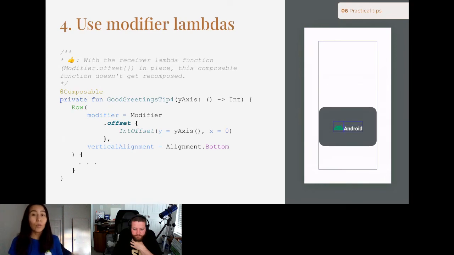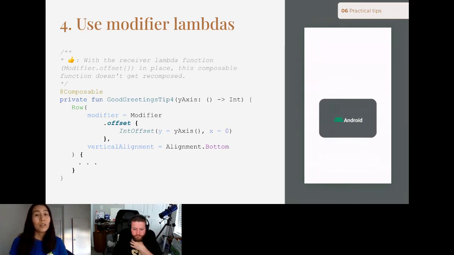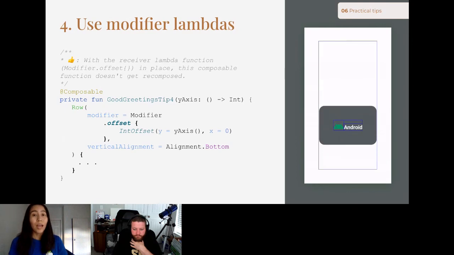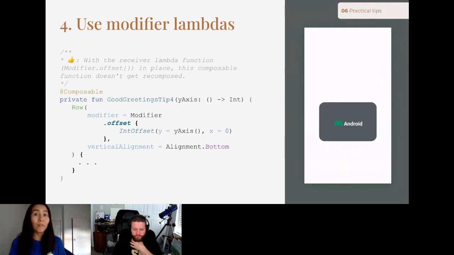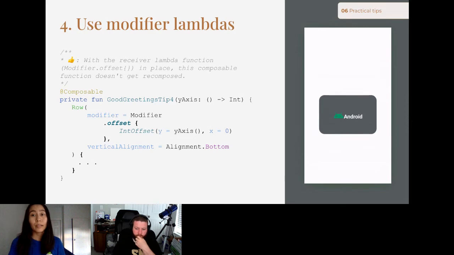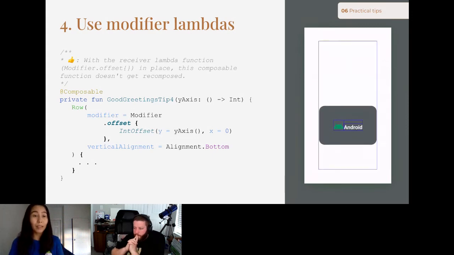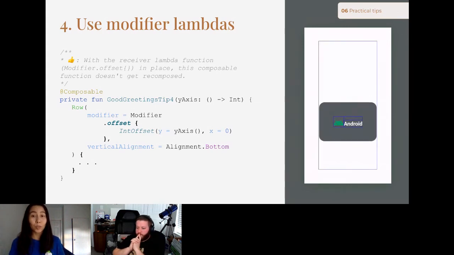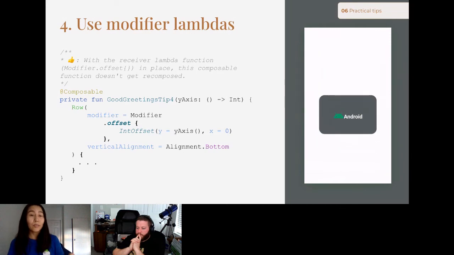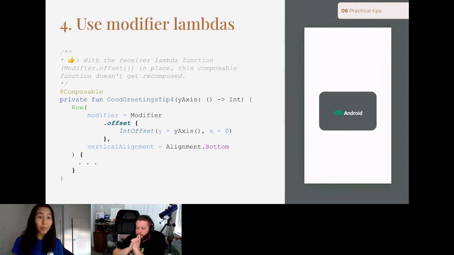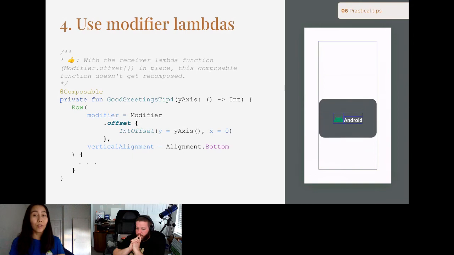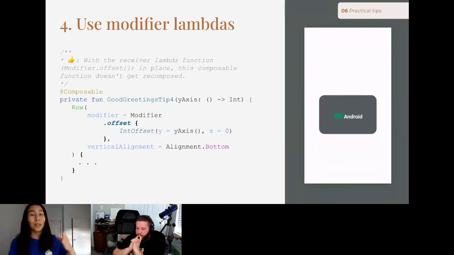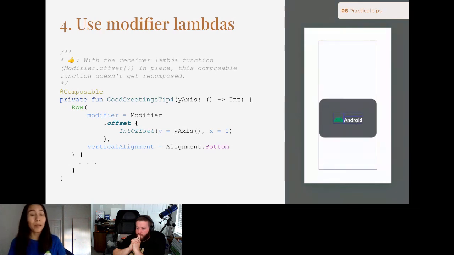Number 4, using modifier lambdas. So whenever a state's value is passed down to modifier's regular functions, right, and the read happens right at that moment, it usually causes the nearest scope to recompose. And when a state's value is passed down to the modifier's lambda function, the read is deferred until Compose reaches the layout and the drawing phases based on the modifier's type.